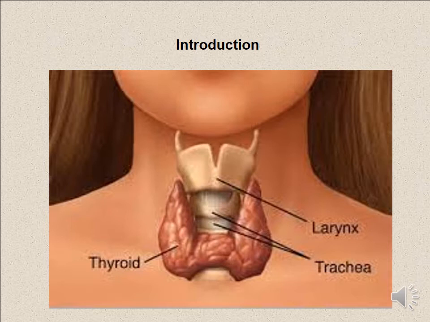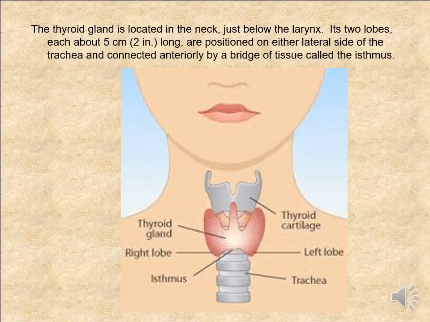Introduction: a simple word about the anatomy and physiology of thyroid gland. The thyroid gland is located in the anterior part of the neck. It is anterior to the trachea beneath the larynx. Its location in the neck just below the larynx is two loops, each about 5 cm (2 inches) in diameter long, positioned on either lateral side of the trachea and connected anteriorly by a bridge of tissue called the isthmus. This figure shows the location of the thyroid gland anterior to the trachea, below the larynx.